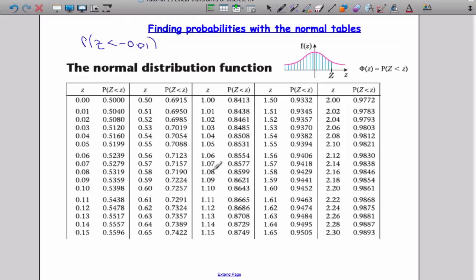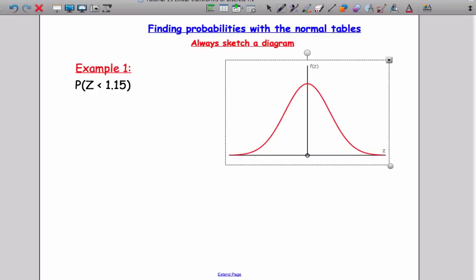Let's actually take a look at an example here. Absolutely crucial to this topic is that you sketch a diagram. Whenever you're asked to find probabilities, you always sketch a diagram. It will make your life so much easier. So suppose I was asked to find the probability that Z is less than 1.15. I have my diagram sketched, and essentially what I want to know is what's the probability that Z is less than 1.15. So 1.15 is there.